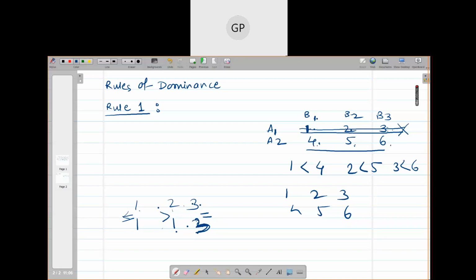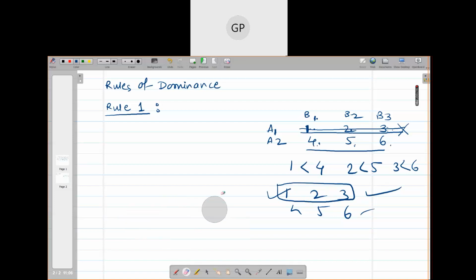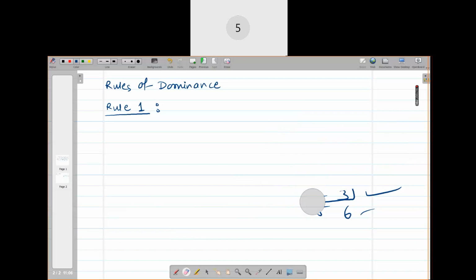So if all the elements in a particular row are less than or equal to the corresponding elements in the other row, then player A will not choose this first strategy at all. The row in which he has minimum gain, he will not go for that, and therefore this minimum row gets dominated by the maximum row, by the bigger row. Do you understand this? Yes. Okay. So let us write rule 1 first of all.